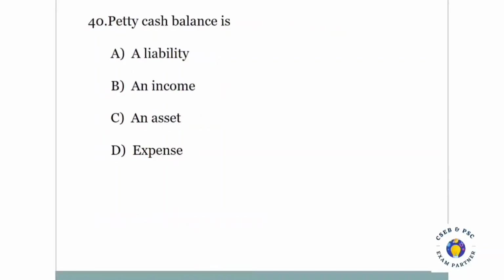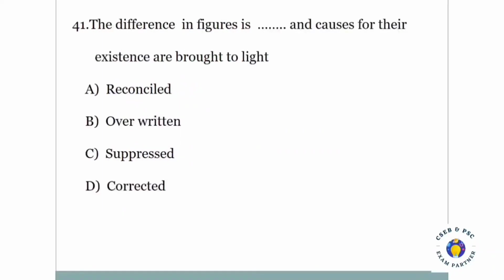Question number 40. Petty cash balance is option A, liability. Option B, an income. Option C, an asset. Option D, expense. Answer is an asset. Question number 41. The difference in figures is dash and causes for their existence are brought to light. Option A, reconciled. Option B, overwritten. Option C, suppressed. Option D, corrected. Answer is reconciled.